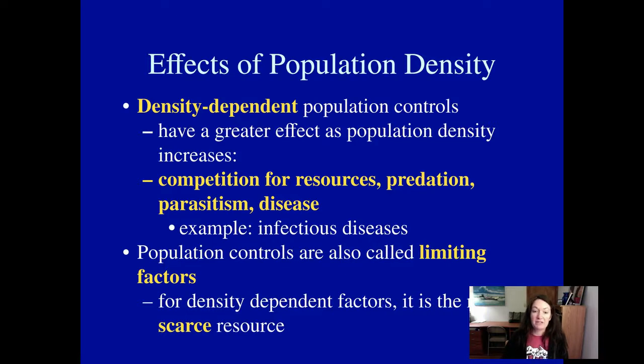For density dependent factors, that means it's the most scarce resource. For example, let's say an environment has plenty of water, plenty of food, plenty of space, and then all of a sudden it runs out of water. Let's say there's a drought as a result of climate change, for example. That most scarce resource, the water, is going to limit the size of the population. Even if there's plenty of other food, if there's plenty of mating spaces or other resources that the species needs, it's that most limited resource that determines what the population size can be, what the carrying capacity is.